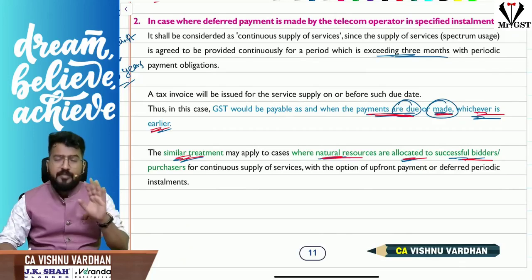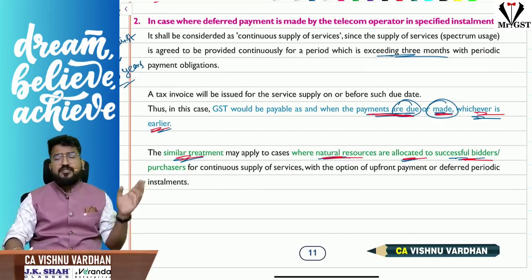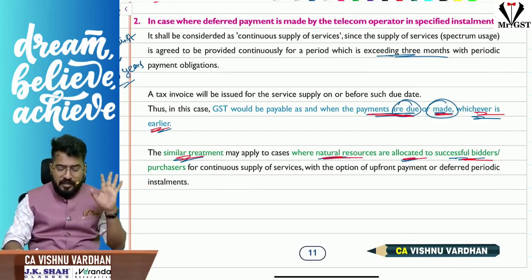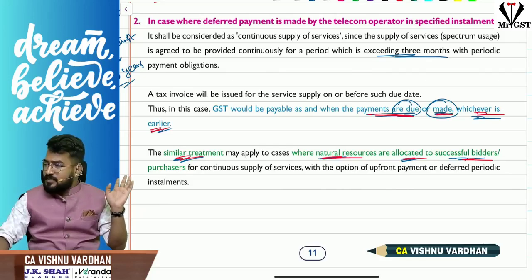And similar treatment is applicable for all the natural resources which are granted by the government to business entities. So the same clarification is applicable. That is the first clarification with respect to spectrum license.